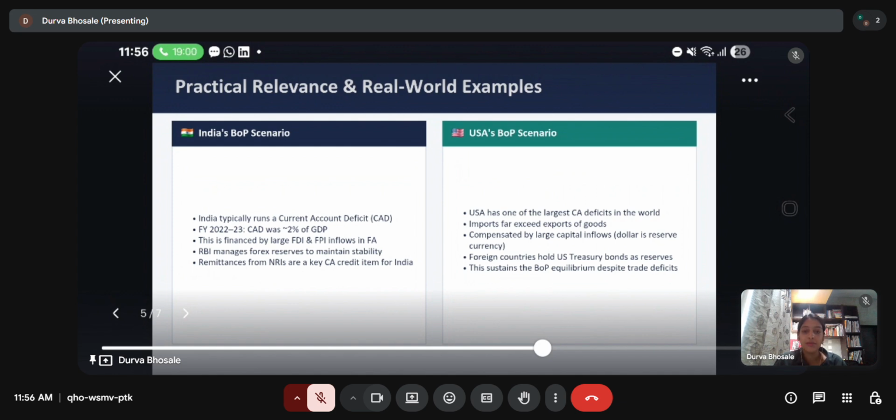Now let us take the example of the United States of America. USA has the largest current account deficit in the world. Surprising, right? Because their imports far exceed their exports. So how do they bring their BOP to an equilibrium? It is compensated by large capital inflows because dollar is a reserve currency and foreign countries hold US treasury bonds as reserves. This sustains their BOP equilibrium even with a trade deficit.